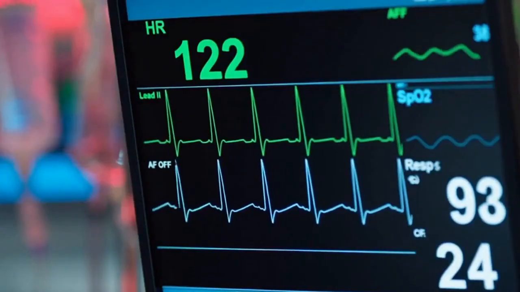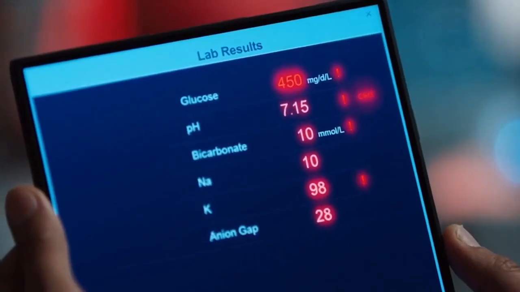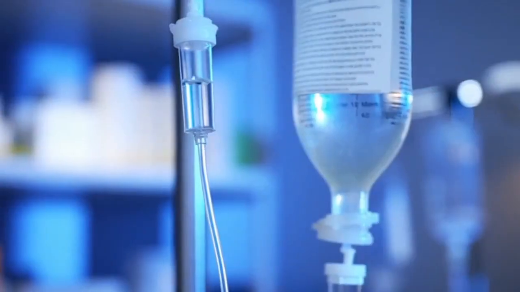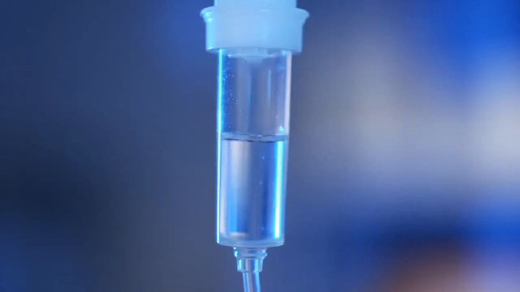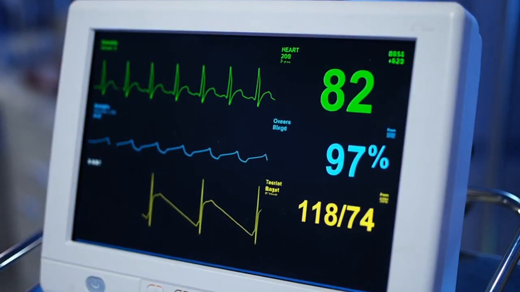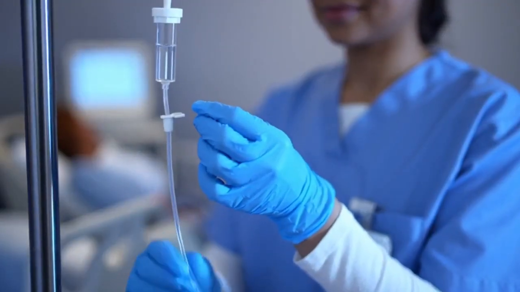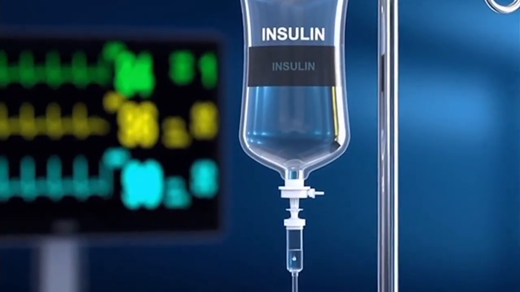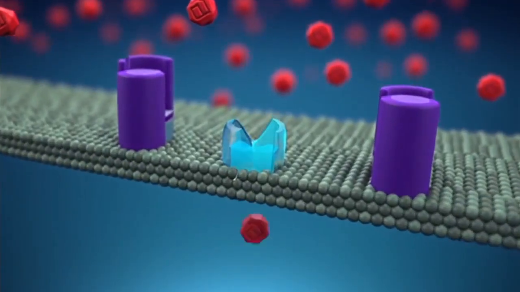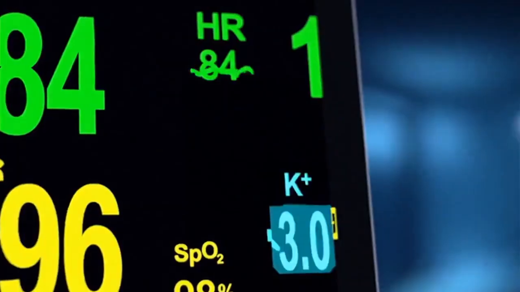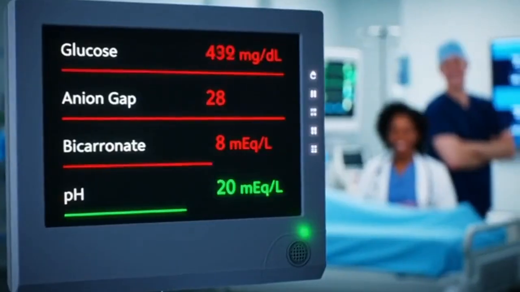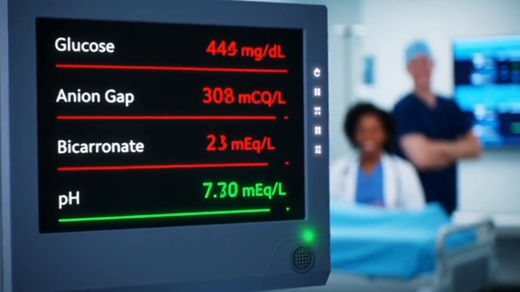Monitor glucose every hour and a basic metabolic panel every 2 to 4 hours. Calculate the corrected sodium. For every 100 milligrams per deciliter rise in glucose above 100, add 1.6 to 2.4 milliequivalents per liter to the measured sodium. Resolution criteria: glucose below 200, anion gap closed, bicarb above 18, pH above 7.3.